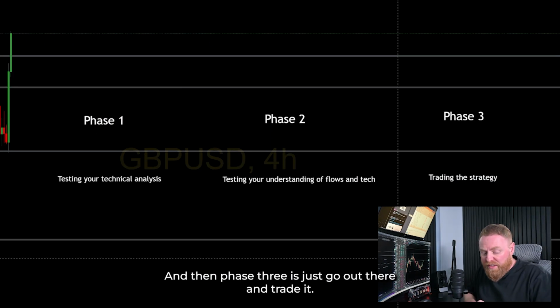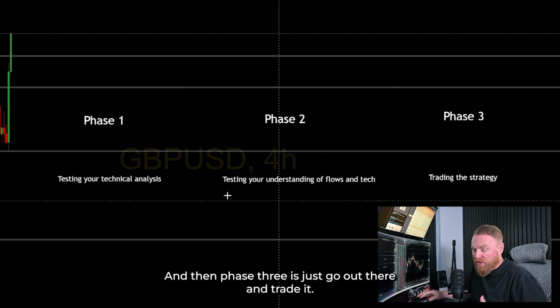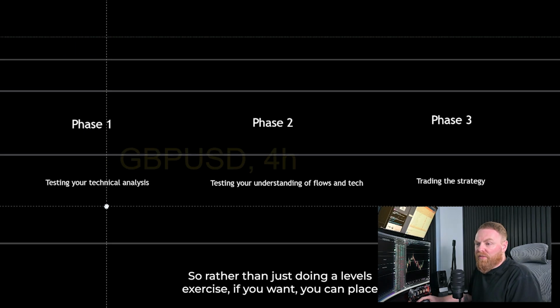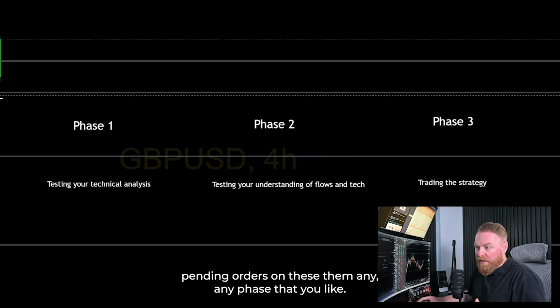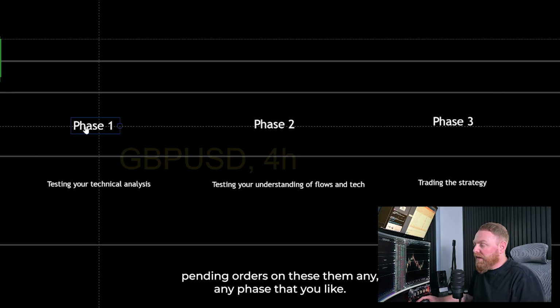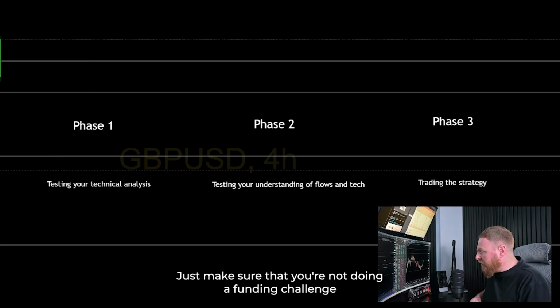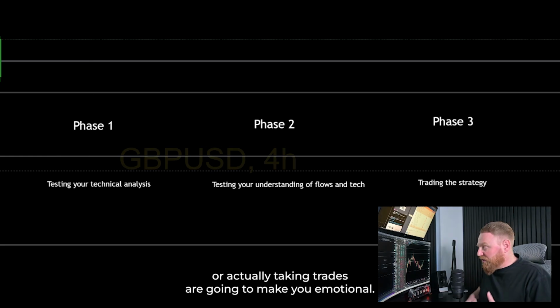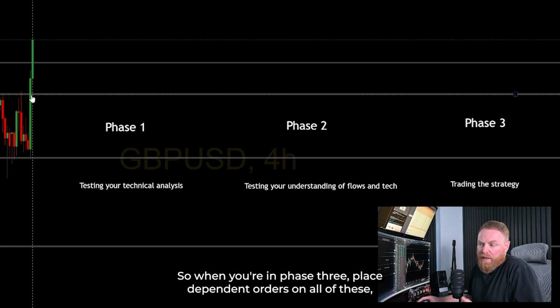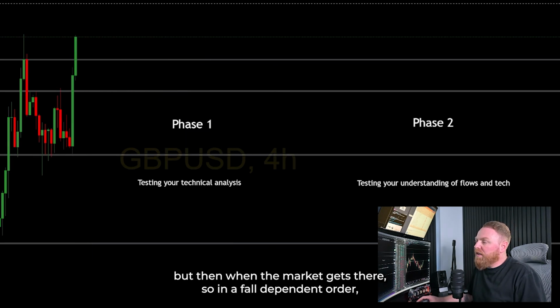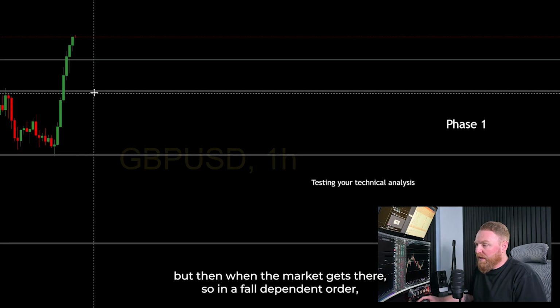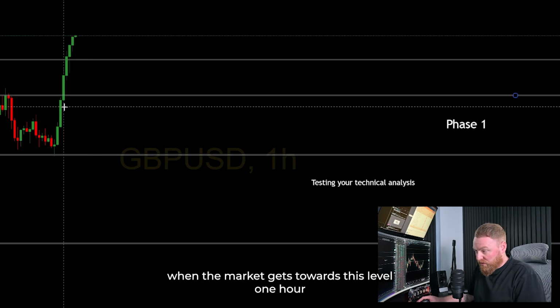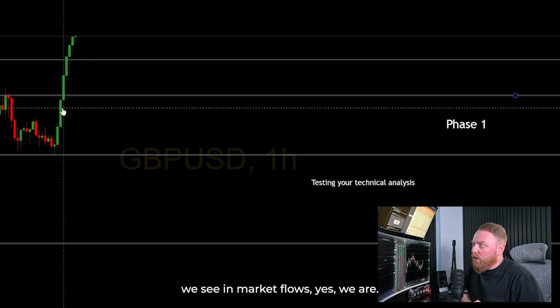And then phase 3 is just go out there and trade it. So rather than just doing a levels exercise, if you want, you can place pending orders on these, in any phase that you like. Just make sure that you're not doing a funded challenge or taking trades that are going to make you emotional. So when you're in phase 3, place pending orders on all of these. But then when the market gets there, set an alert before the pending order. When the market gets towards this 1 hour level, are we seeing market flows? Yes, we are.